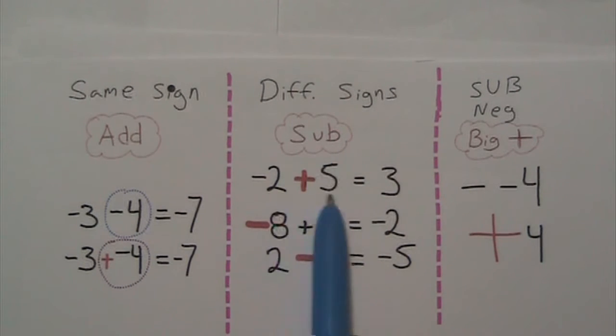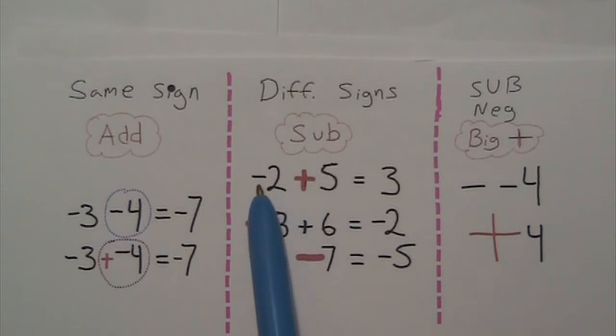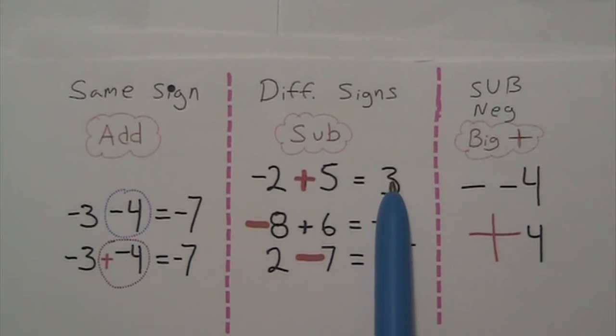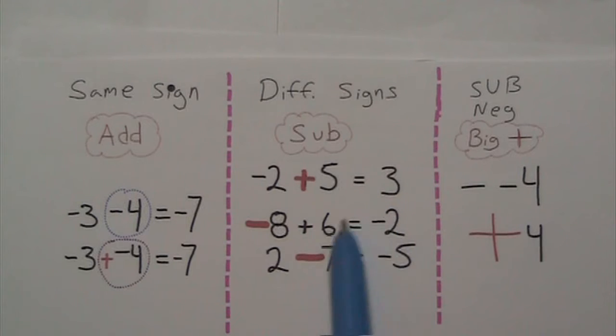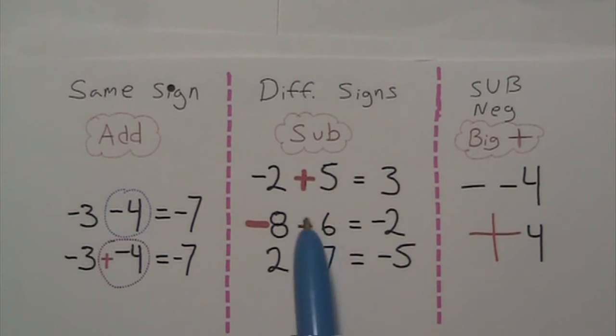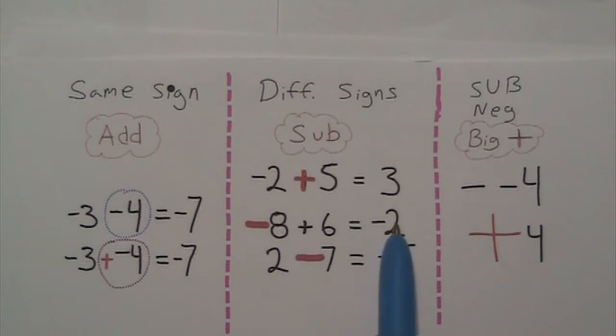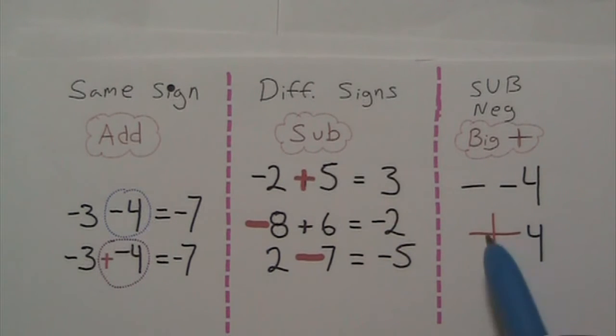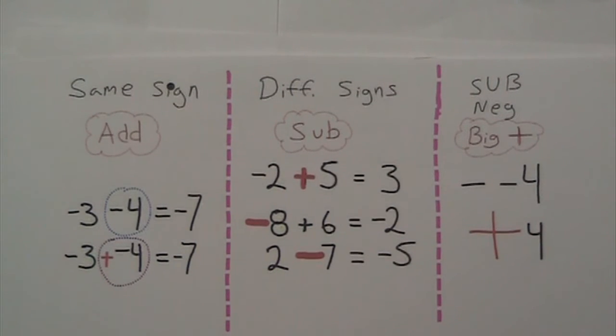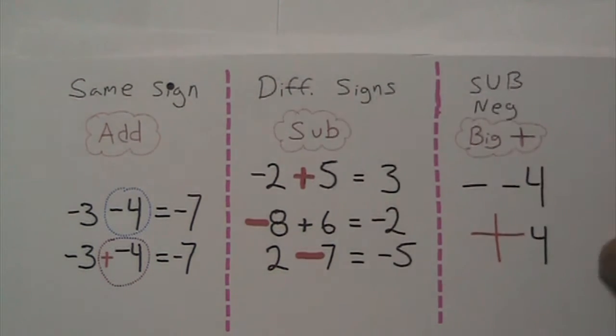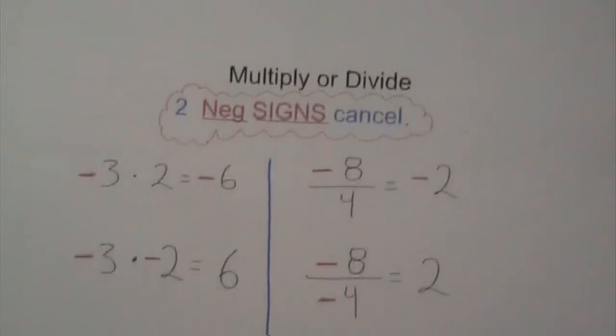If they're different signs, you just subtract them. 5 minus 2 is 3, but there's more positive. -8 plus 6, there's more negative. Just subtract. 8 take away 6 is 2, but there's more negative. All right, and if you can see that there's a double negative, it makes a big plus. Okay, that's for the combining, if they're adding and subtracting pretty much.